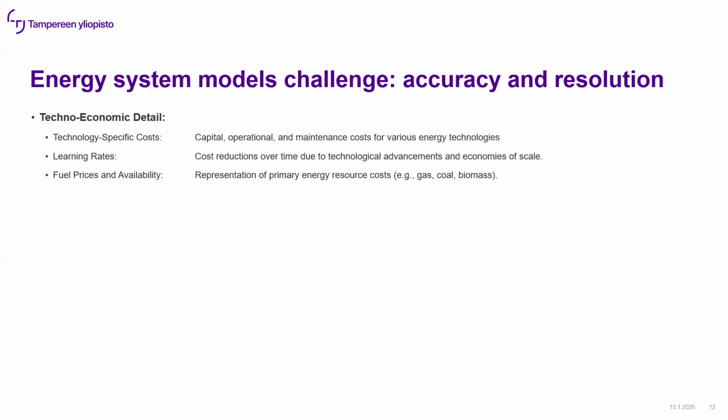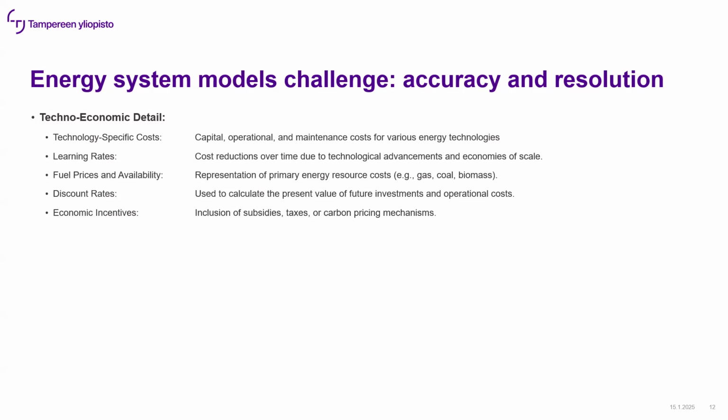Fuel prices and availability. In some cases, it's hard to find any kind of hourly or even daily data, but there are markets that you can look through for these primary energy resource costs. So gas, coal, maybe even biomass, there are marketplaces where you can see the price. Discount rates are used to calculate the present value of future investments and operational costs. How to get that? Those are based on the market trends, and usually just a scalar number is used in those.